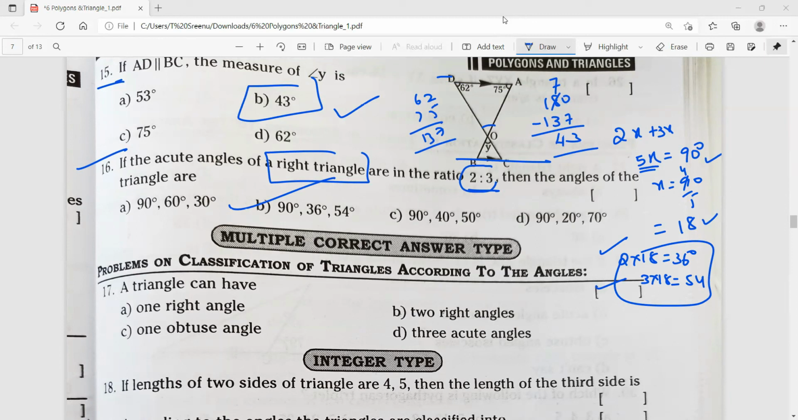Hope you have followed this classification of triangles and the objective questions. Tomorrow we shall continue the same topic.